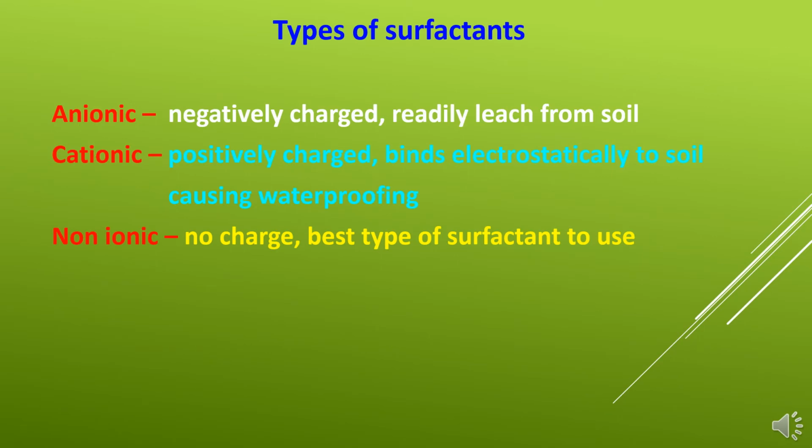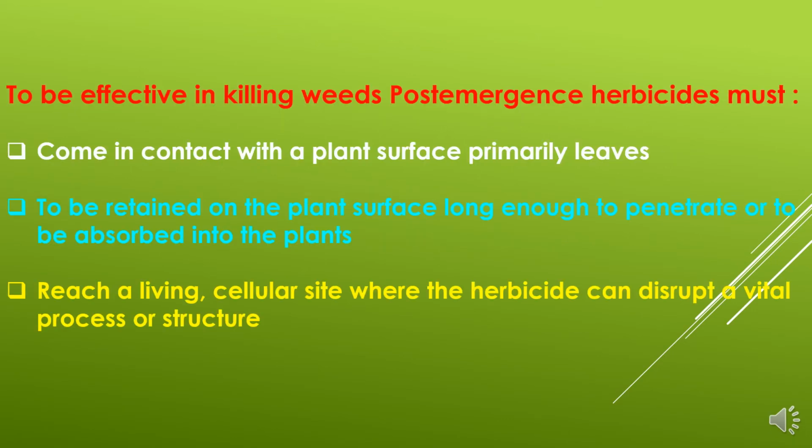There are various types of surfactants. Anionic ones are negatively charged and readily leach from soil. Second is cationic, which are positively charged and bind electrostatically to soil, causing waterproofing. And third is non-ionic, which have no charge, and these are the best type of surfactants to use. Surfactants or adjuvants are generally used for post-emergence herbicides. To be effective in killing weeds, a post-emergent herbicide should comply with the following.